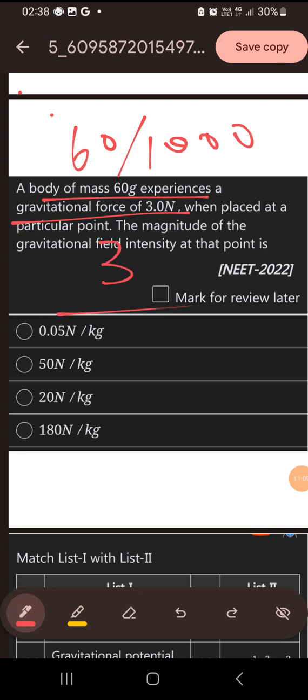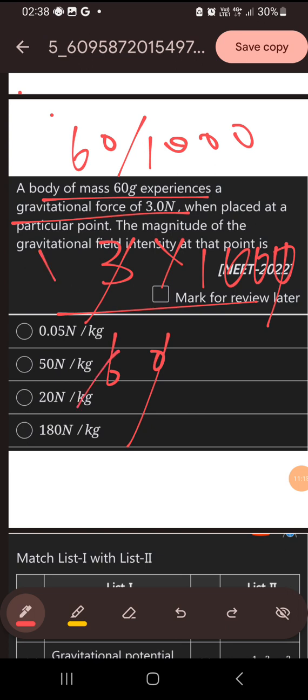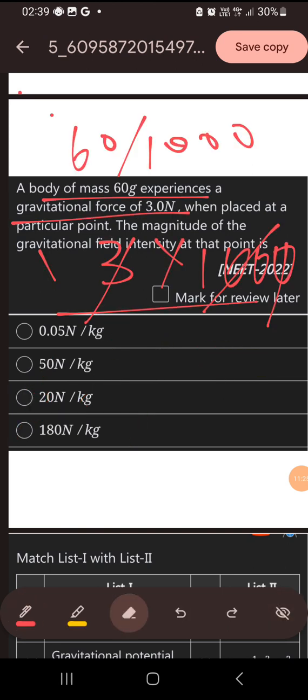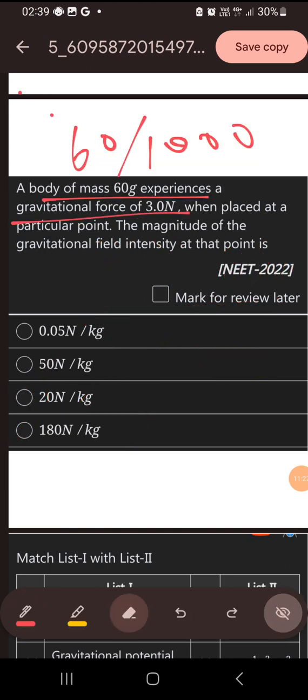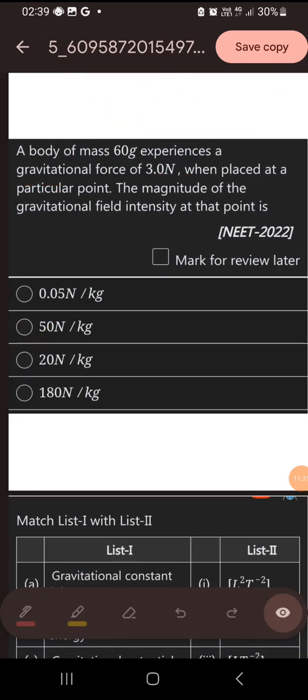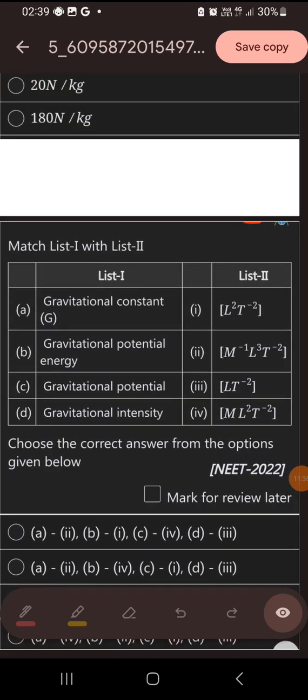3 divided by 60 into 1000, because the denominator goes up. So the zeros get cancelled, 3 ones are 3, 3 twos are 6, 50. See the option where is 50. Let me erase this first. 50, option B will be your answer. This is the simplest question they asked in NEET 2022. And the next question is, as I said, the ditto of the last page, dimensions.